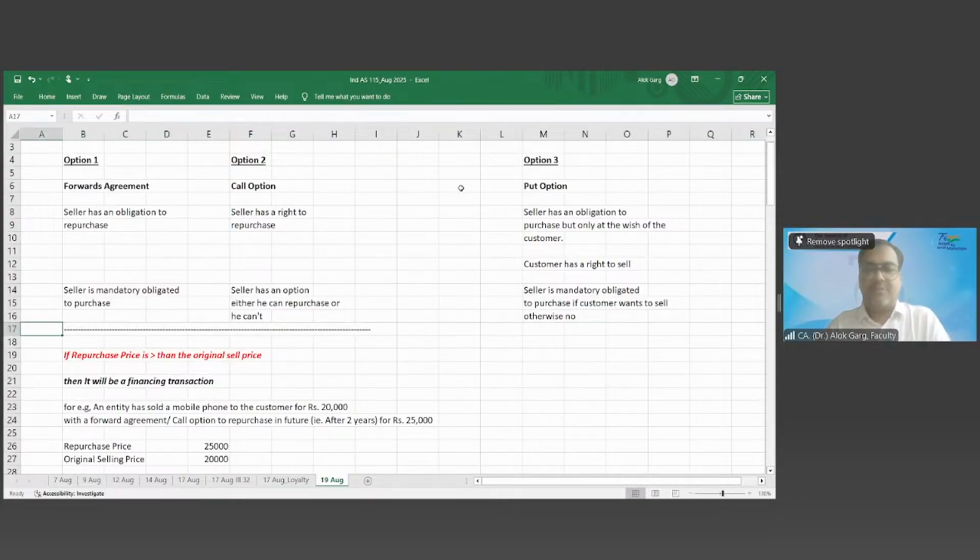What is meant by put option? क्या मतलब होता है put option का? Put option means the seller has an obligation only when the customer requests, when the customer wants to sell, right? So now, in case of put option, if it is likely that the customer will exercise the put option. Customer put option exercise karega, then what will be the accounting?